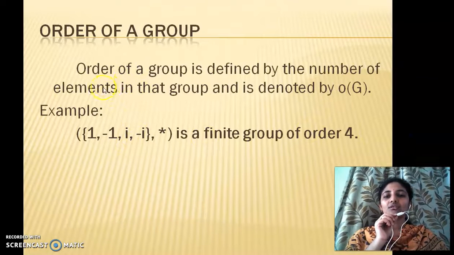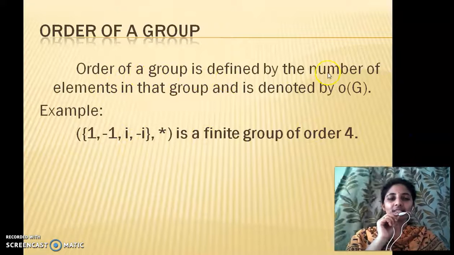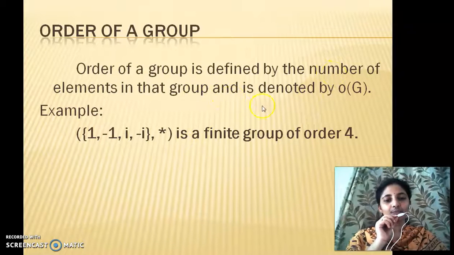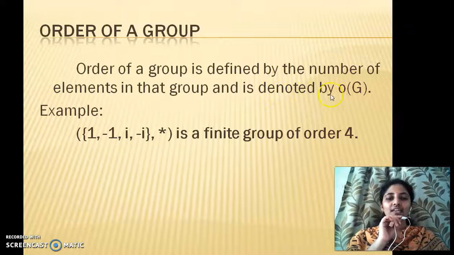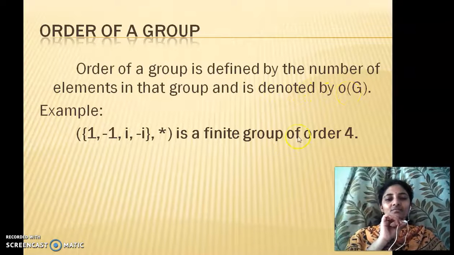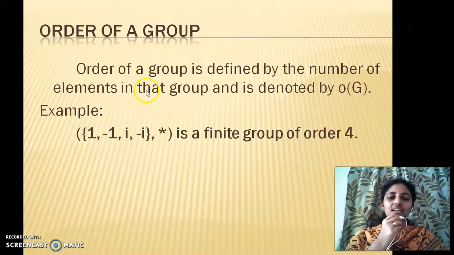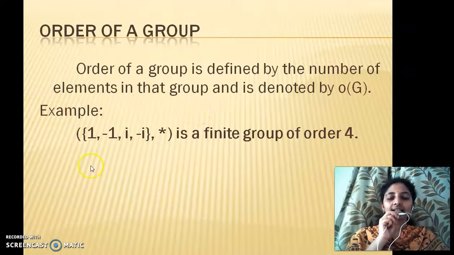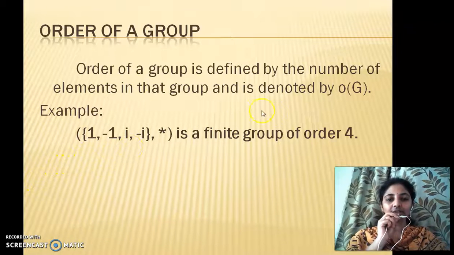Order of a group is defined as the number of elements in that group and is denoted by order of G. So if that group has 10 elements, then the order of that group is 10. So let us see an example of that order.